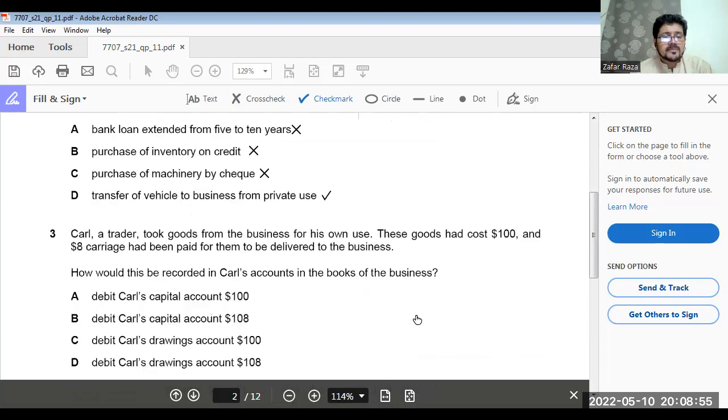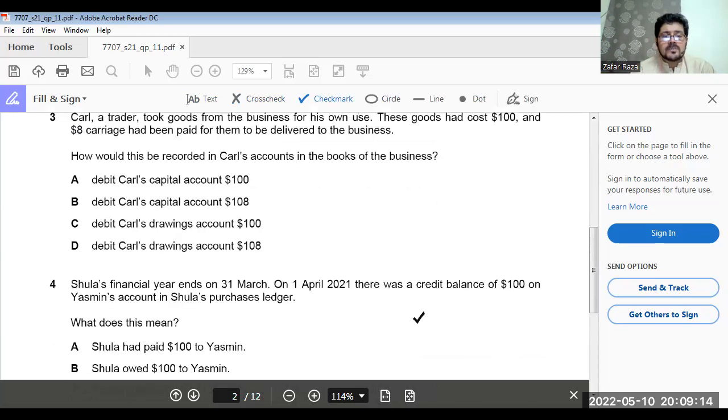Next question. Question number 3. Carl, a trader, took goods from the business for his own use. These goods had cost $100 and carried $8 paid for them to be delivered to the business. So the total cost of purchases is $108. How would this be recorded in Carl's account in the books of business? First thing, these two options are useless because we never record drawings in capital account. So we have to debit drawings account with obviously 108. Got it?